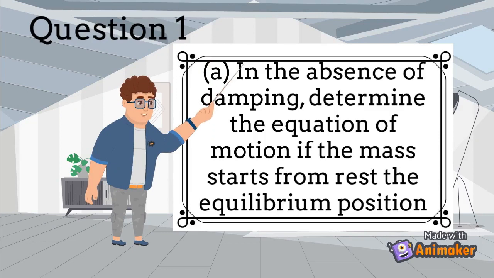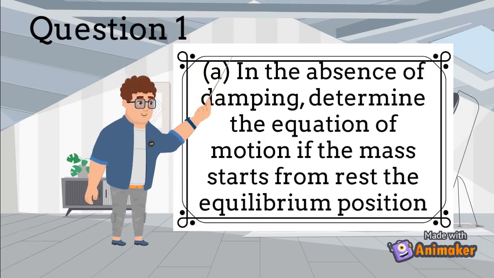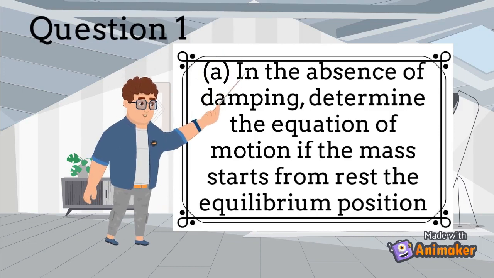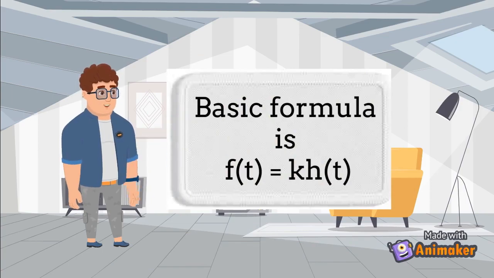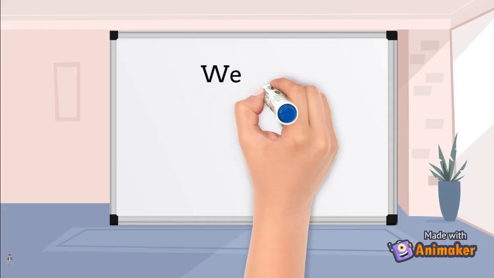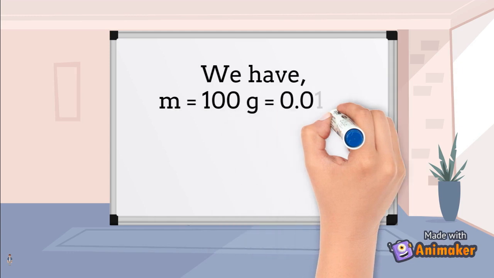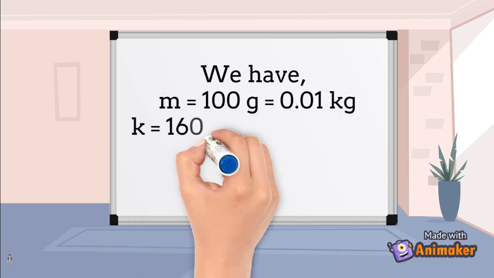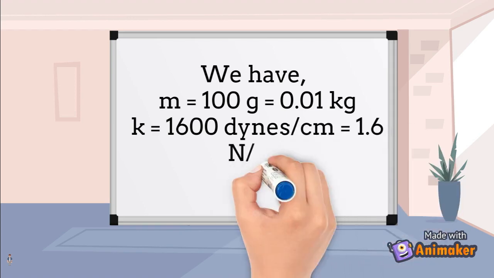In the absence of damping, determine the equation of motion. If the mass starts from rest at the equilibrium position, we're going to use the basic formula, F(t) equals kh(t). We have m equals 100 grams equals 0.01 kilograms. k equals 1600 dynes per centimeter equals 1.6 N per meter.